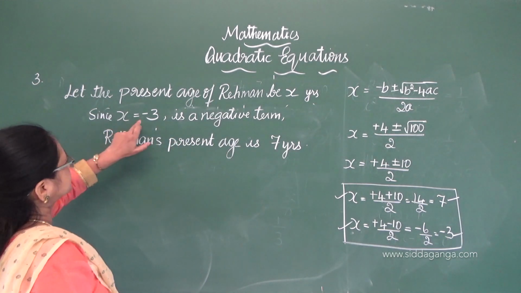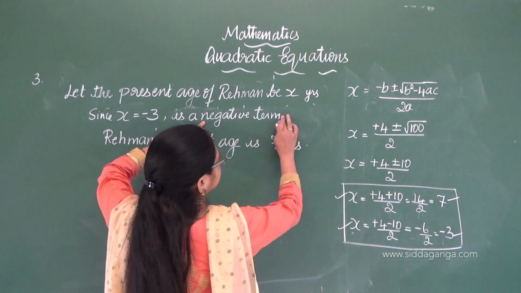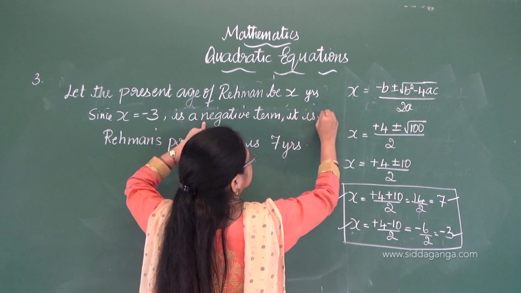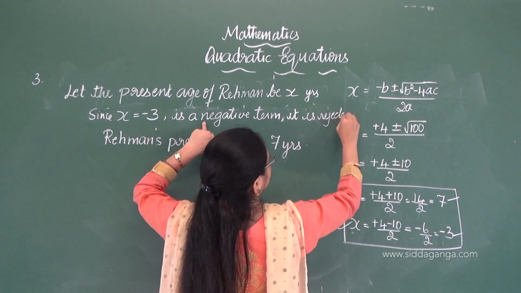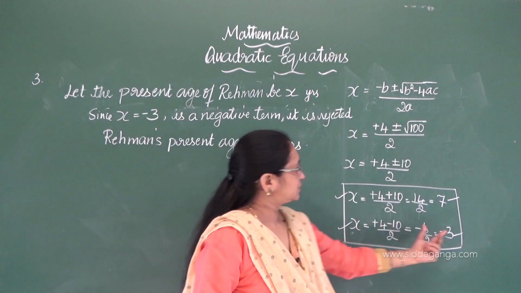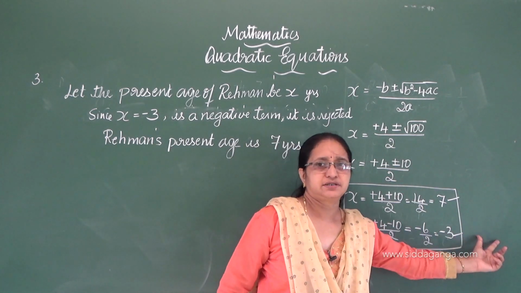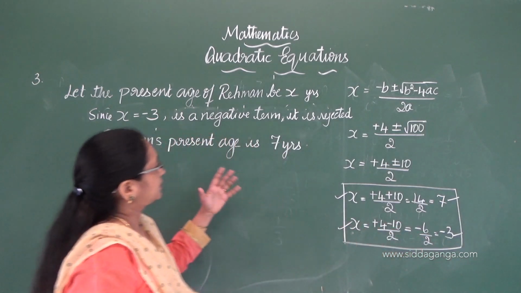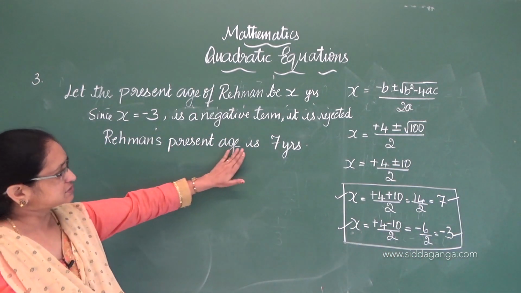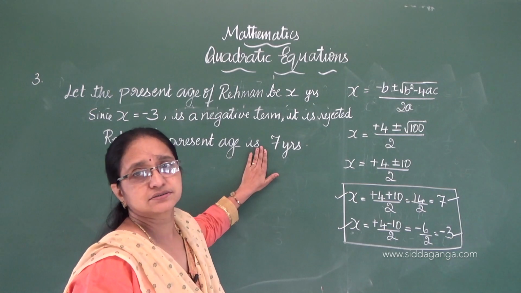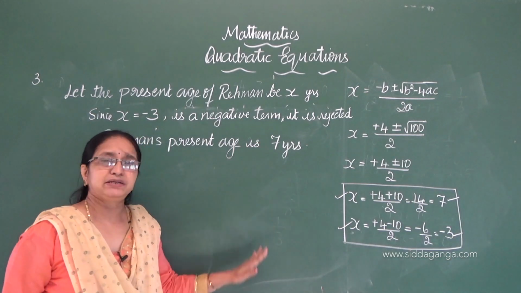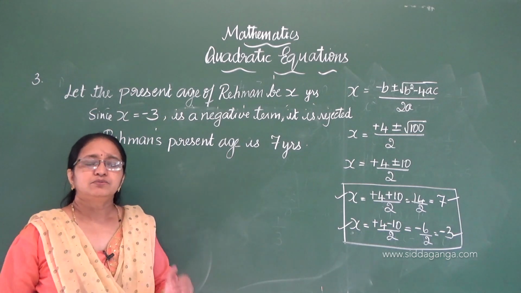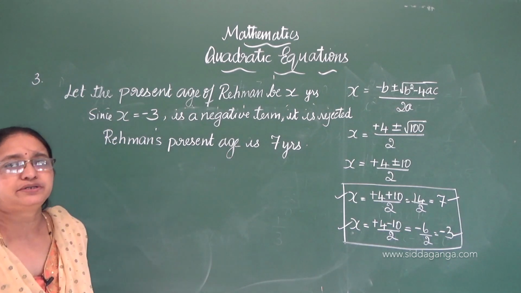So since x is equal to minus 3 is a negative term, it is rejected. Please write this, it is rejected. Or you can write here only in the bracket, rejected, because it is a negative term. Okay. Then Rahman's present age is 7 years. You have to conclude like this. Then only the sum will be completed. Understood?